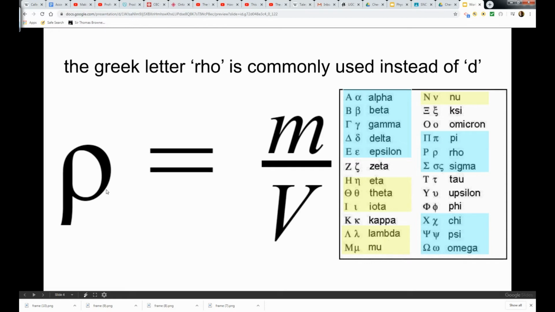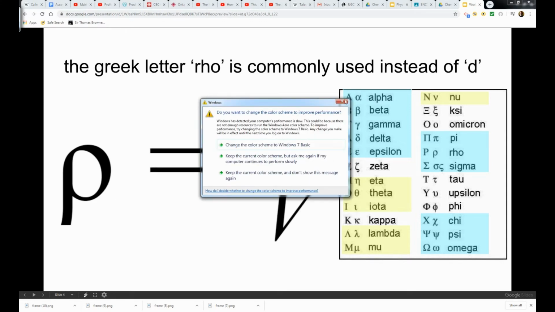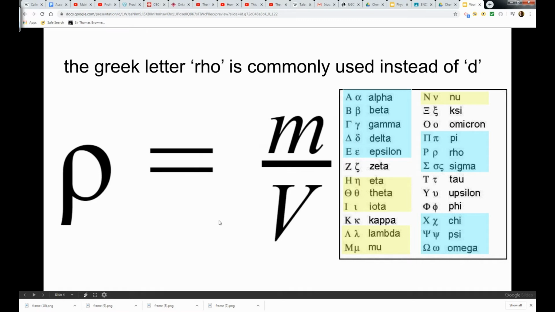Do I want you to use rho when you give me density solutions? I don't care. You can. You can use rho if you want, or you can use D. I really like the rho better. D is just, it's depth. Okay? But in any case, use whatever letter you prefer.